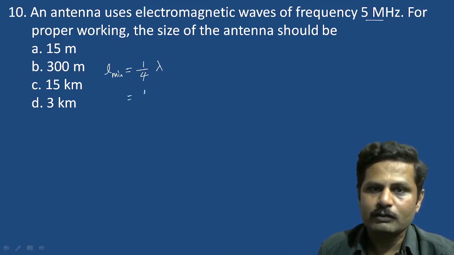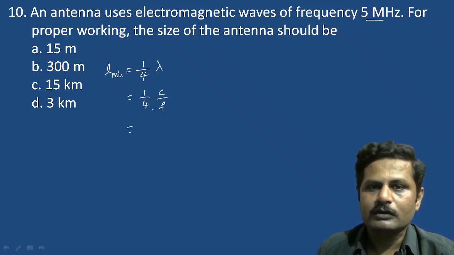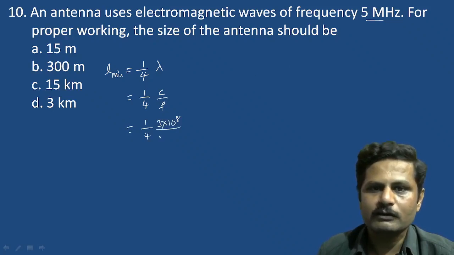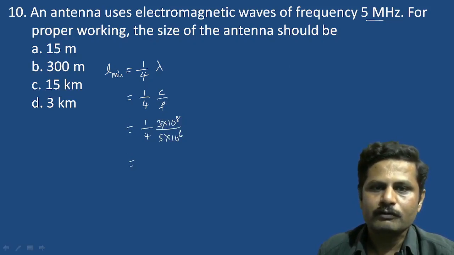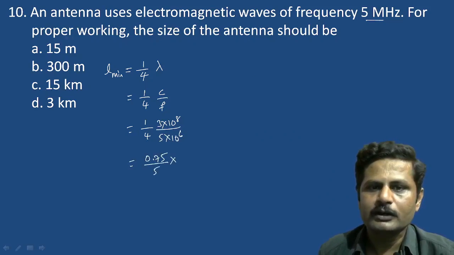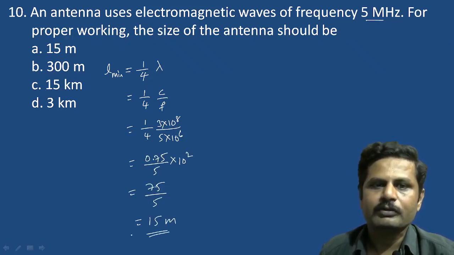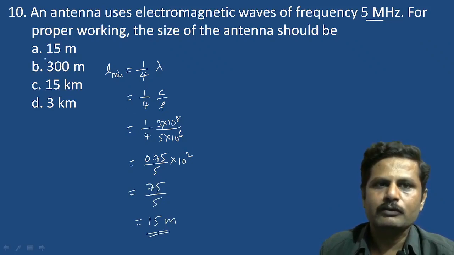So that is nothing but here 1/4 lambda can be written as C by F. As you know that C equals 3 into 10 to the power of 8 and the frequency is 5 megahertz, that is 5 into 10 to the power of 6. Mega means 10 to the power of 6. So therefore here 3/4 is nothing but 0.75 divided by 5 into 10 to the power of 8 divided by 10 to the power of 6 is 10 to the power of 2. So therefore 75 divided by 5. So 75 divided by 5 gives us 15 meter. So therefore the minimum length of the antenna should be equal to 15 meter.